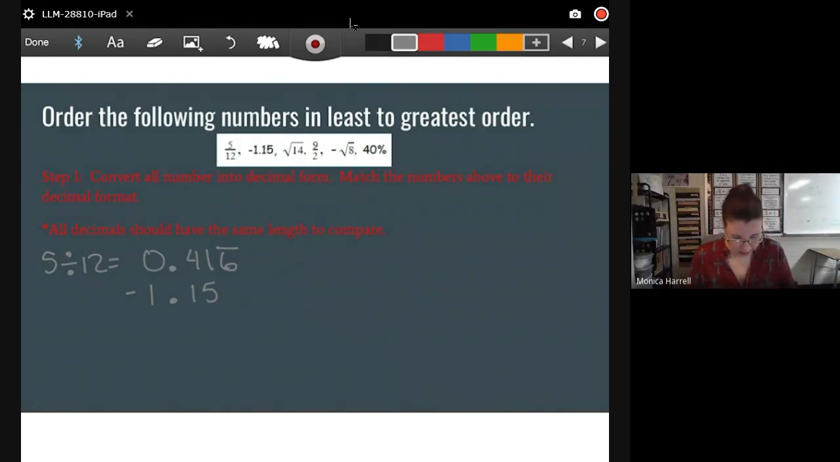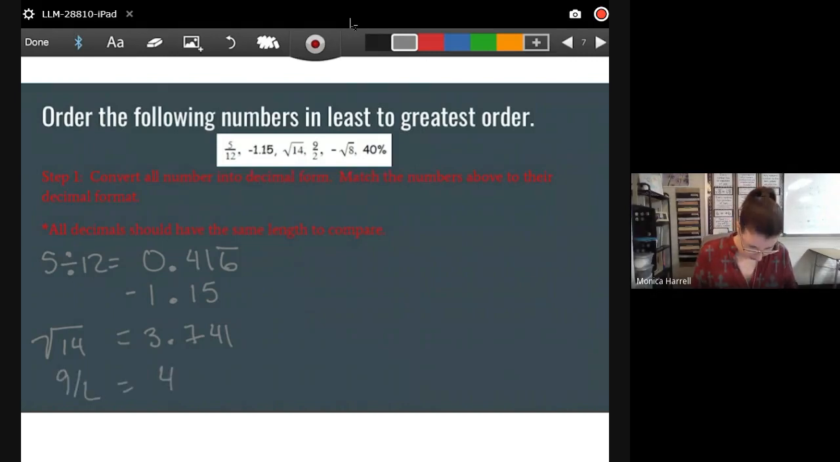When you're looking in your calculator, you're going to have to hit the second button and then find the square root symbol, and the square root symbol looks like that, and type in the number 14. When we do that, we get 3.7, a non-repeating decimal. So I'm going to write 3 place values after the decimal. We have 9/2, 9 divided by 2, that is 4.5.